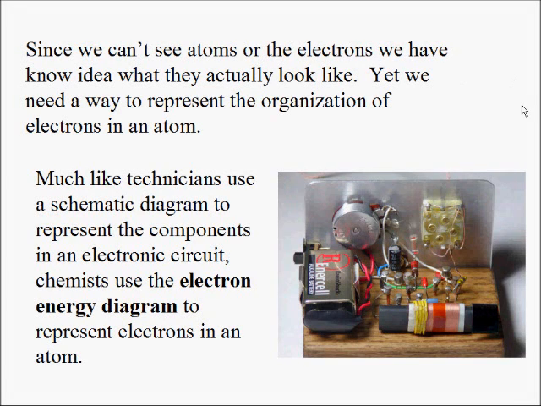Alright, well there's a catch here. The problem is that we can't actually see atoms, or we can't see electrons, so we don't actually know what they look like. And so what we need is a way to represent how electrons are arranged in atoms. The Bohr model is clearly not sufficient to do that.